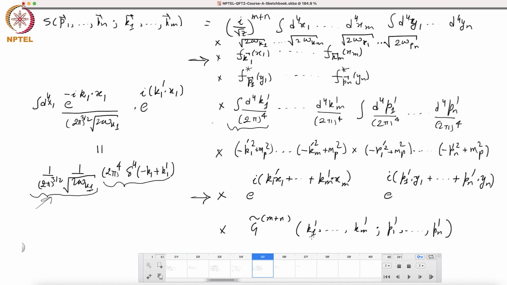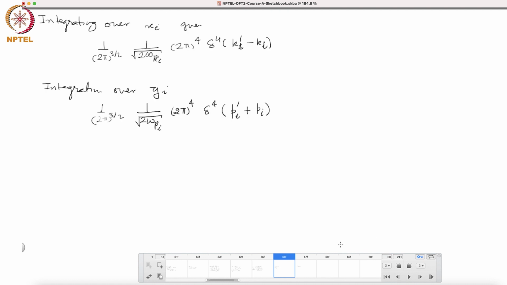So these first m labels get changed to k1, k2, and so forth up to km, and these n labels get changed to minus p1, minus p2, and so forth to minus pn. Okay, so that's the replacement that we need to make. So I'm going to write this result.